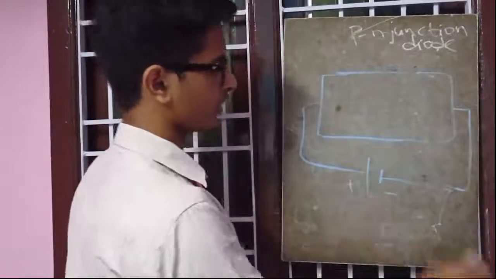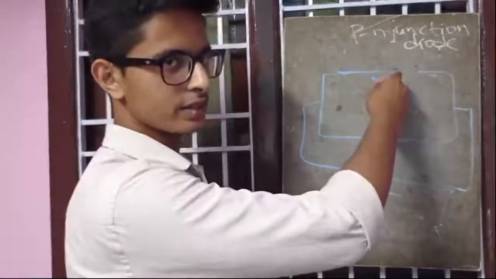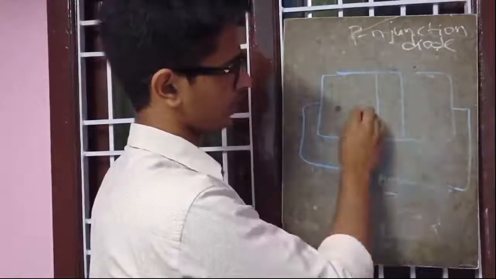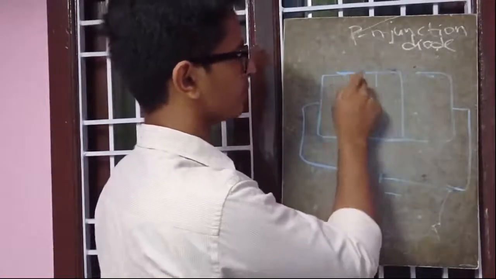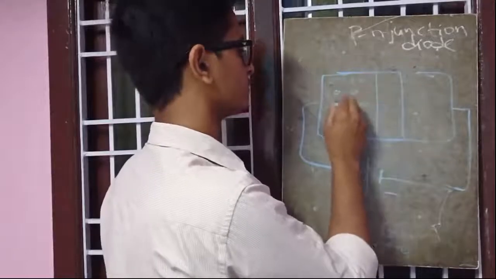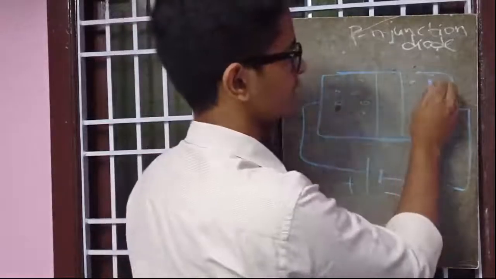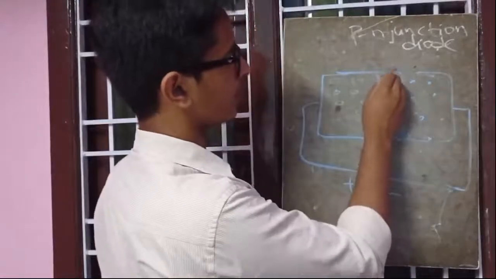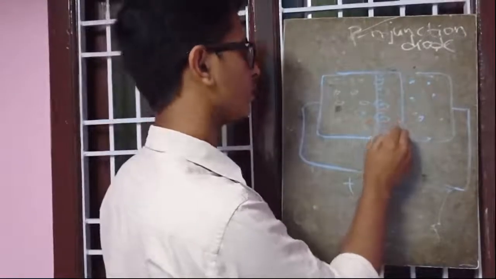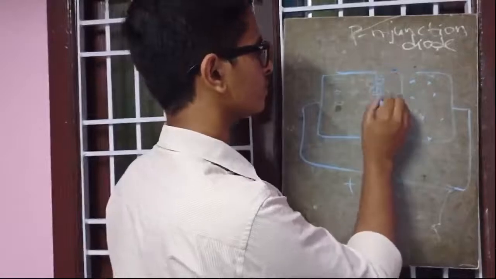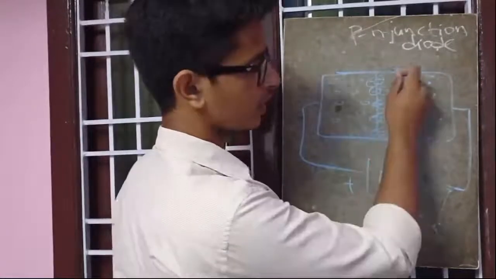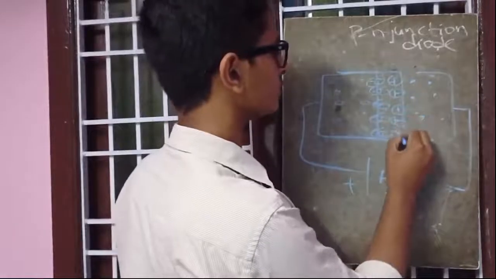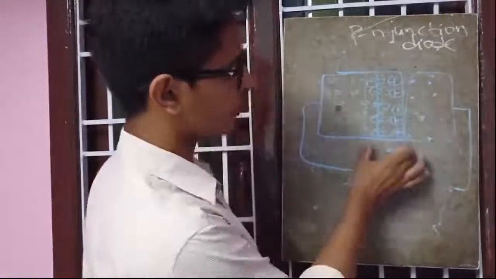This is a positive terminal, this is negative terminal. Here initially there is a potential barrier across the terminals in the p side and n side. Let us draw only holes and electrons here. Here immobile negative ions. Here immobile positive ions. This is the depletion layer.